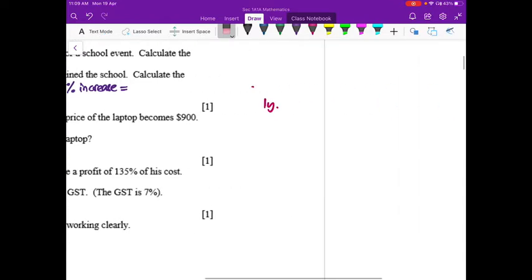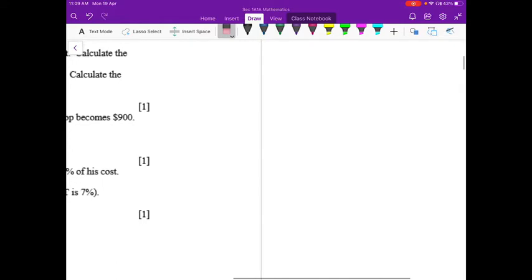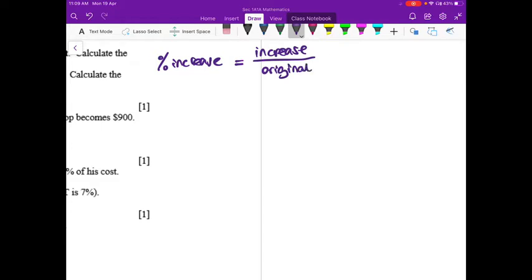So, on your paper, write down some notes. What is this question about? It is about percentage increase. So in your notes, percentage increase is equal to increase over original times 100%. This is something you need to either understand or memorize. You don't understand, then you memorize. But I'm sure you can understand this. We've been through this before already.